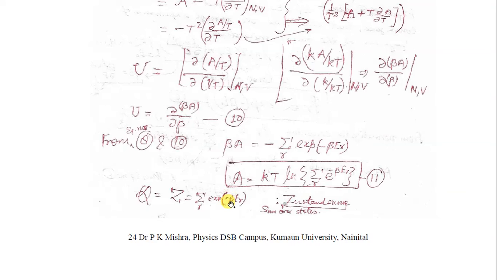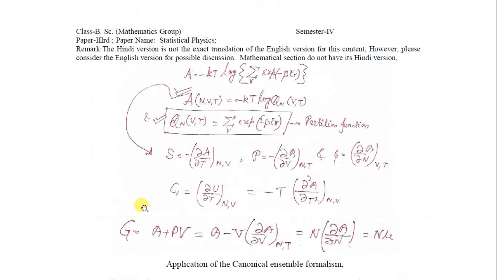This beta is inverse temperature, that is 1 upon kT. So E_r divided by kT is some number. Exponential weight of it, with minus sign, will give you the probability of finding that energy state, and summing over all possible r, all possible energy states, will give you the partition function.